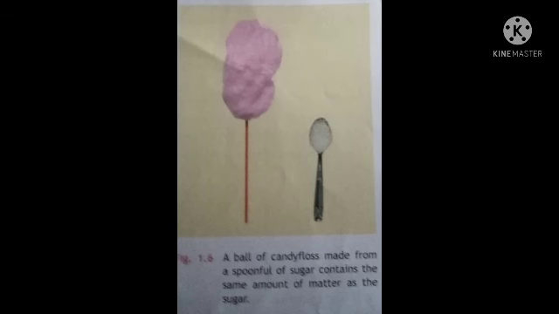For example, here you can see in the picture a ball of candy floss is made from a spoonful of sugar. But the ball of candy floss takes more space than the sugar. However, these two have the same mass because they contain the same amount of sugar. So mass is nothing but the amount of matter in the body.